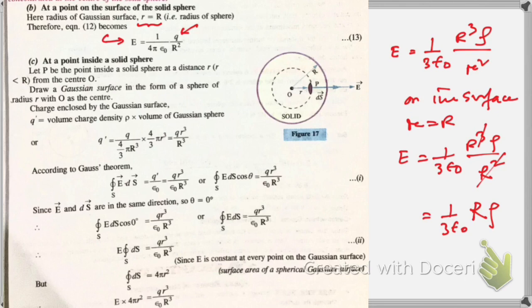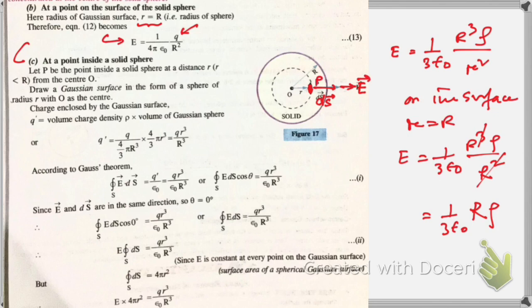Now let us take the third case, at a point inside the solid sphere. Here you can see the sphere, and we are taking the point inside the sphere. This is the point P. This is a very small area element dS, and this is the area vector dS, and along the same direction we have vector E.